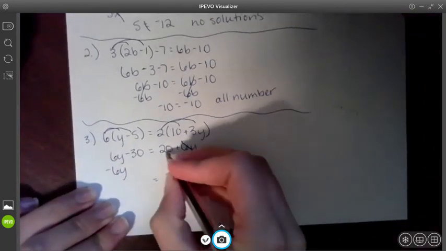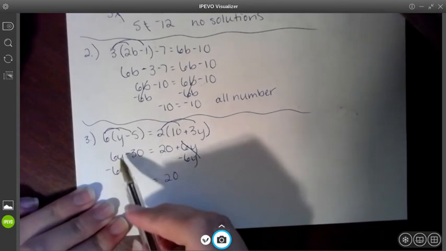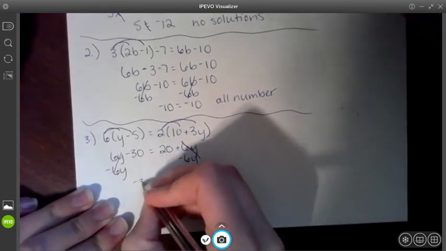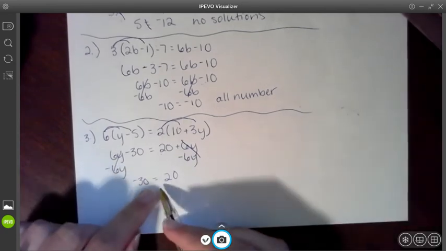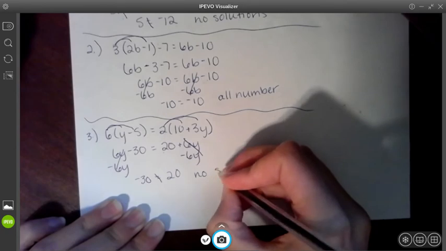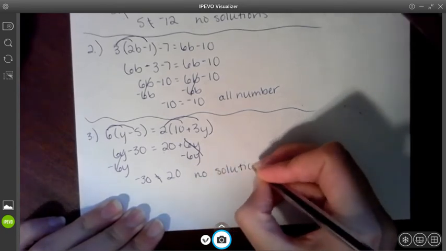All right, so I know over here I have 20 left. 6y minus 6y, that also cancels, so I have minus 30. Negative 30 equals 20? No, it doesn't. So we have no solution.